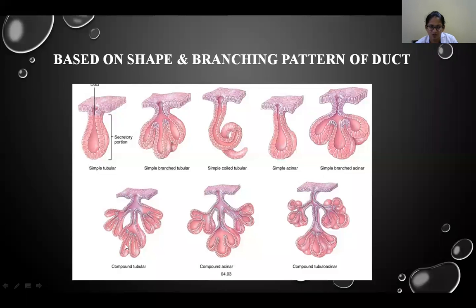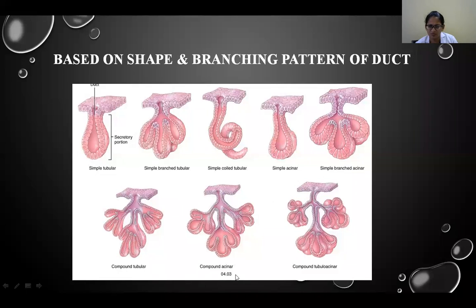This is the compound tubular gland. For one duct we see many striated ducts; the single gland divides into a number of glands. So this is a compound tubular gland. Next, this is a compound acinar gland. Here the acinar cells are tubular in shape, so it is called a compound tubular gland.